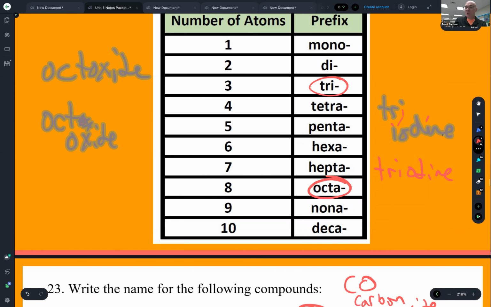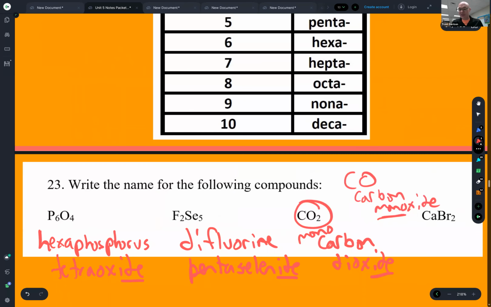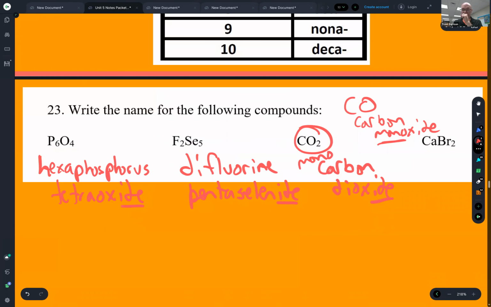I'm never going to count you wrong on the spelling. These are just little details that I'm making you aware of. Nice to know things, but not necessary to know. Now, the last one is a trick. Why do we not use prefixes with this one?